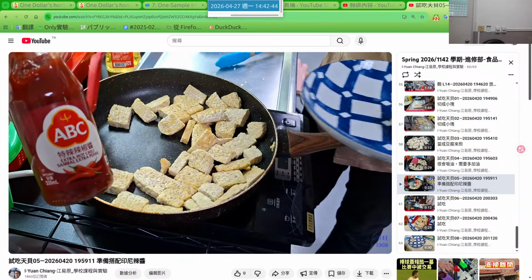But this big one, very big, it cost me 65 New Taiwan dollars. Relatively cheaper. And maybe in the next one or two weeks, in another class, we will make tempeh. I already bought the tempeh powder, and we will make this. Okay, and come back to our class.